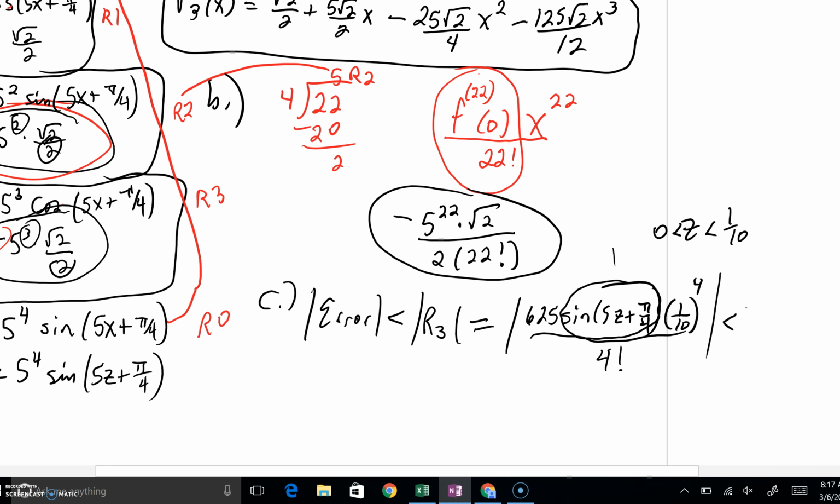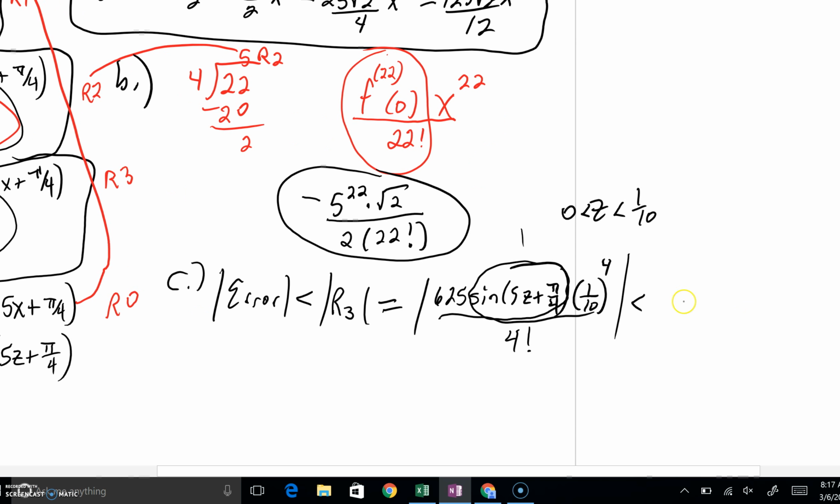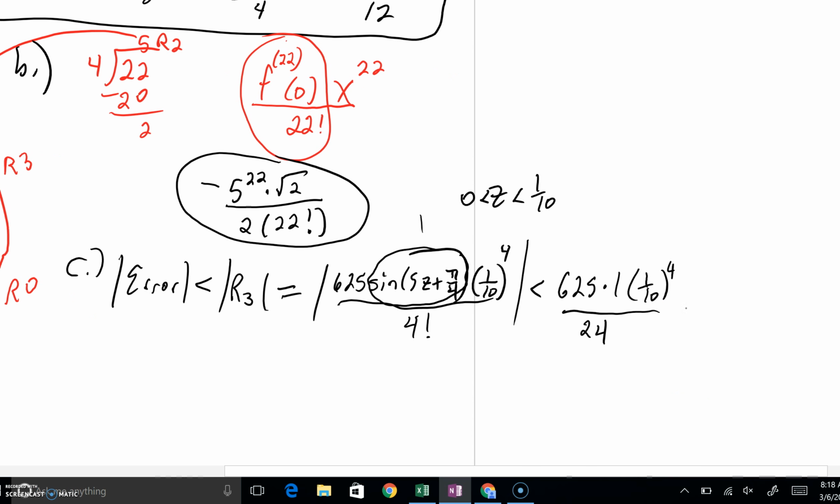So we can know that this would be less than, whether you have a calculator or not, you can do this. It'd be less than 625 times 1 times 1/10 to the 4th. 4 factorial is 24. Of course, you could even work this all out by hand if necessary. And you would get 1 over 384. That denominator is larger than 100. So this would be enough work to justify what they're asking you to do.